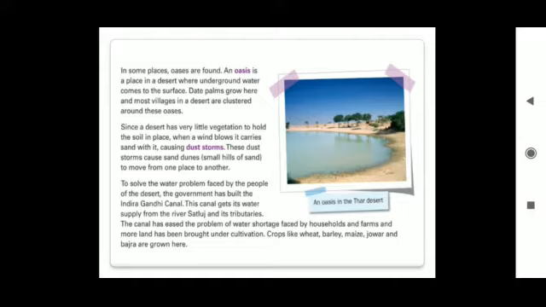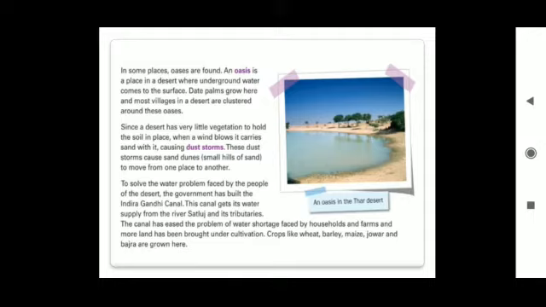The problem of water shortage faced by households and farms, and more land has been brought under cultivation because there is facility of water through the canal built by the government. The people are able to grow crops. Now, which crops are grown? Crops like wheat, barley, maize, jowar, and bajra are grown here.